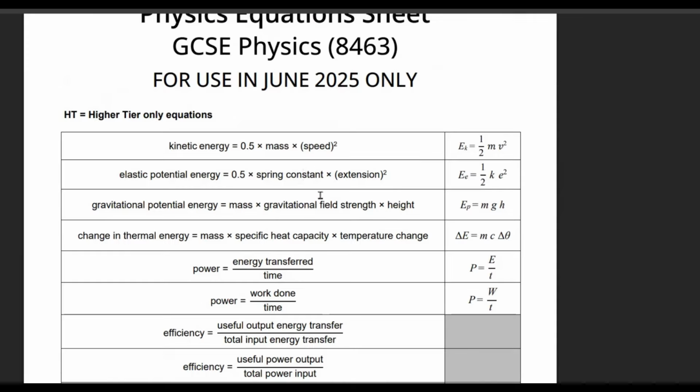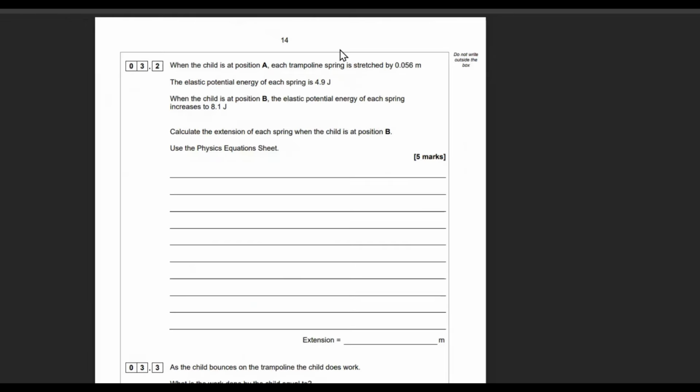You might say, how do I know to pick out this equation? Well, they've talked about the springs, right, in the question. They've talked about extension, and they've given us the elastic potential energy. So we know we've got to use this, and we don't know K, the spring constant. Let's go back and see if we can crack this question.